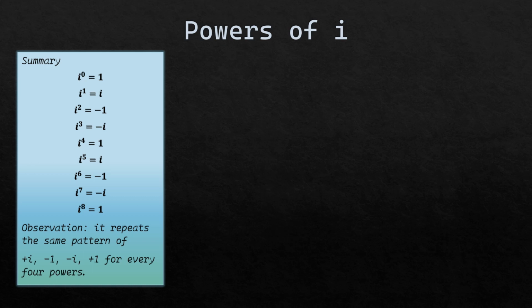You see, when you go from 1 to 4, the pattern is i, negative 1, negative i, 1. When you come from 5 to 8, it's the same pattern. Meaning for every 4 powers, the pattern is positive i, negative 1, negative i, and positive 1. A way to remember this: the positive ones are the ends. So i and positive 1 are the ends, and the negative ones are in the middle.